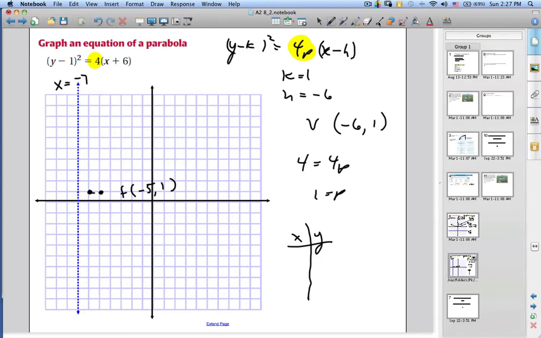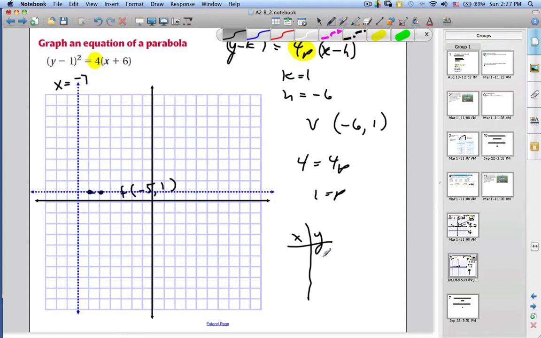Remember, I've got an axis of symmetry, right? It's running right through here. Let me move it to where it belongs. There's my axis of symmetry. So I want to pick points either above or below the axis of symmetry.